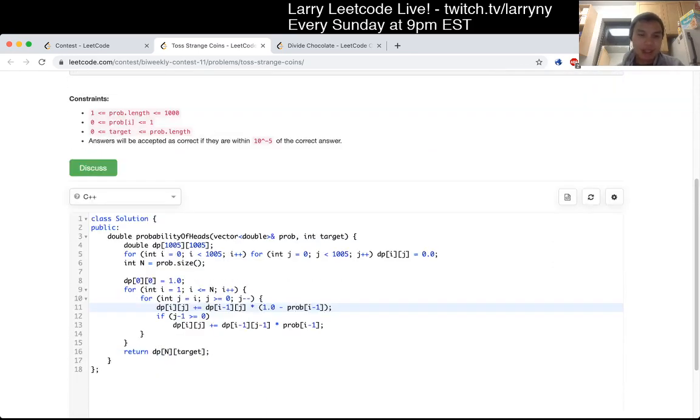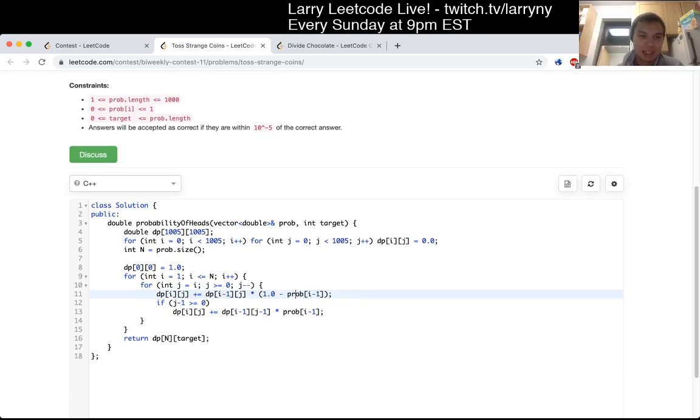I knew this while I was doing it, or maybe even beforehand. But for these problems, I don't try to prematurely optimize unless I have to. And in this case, I didn't. So I did the n square space one, or you can optimize to O of n space.